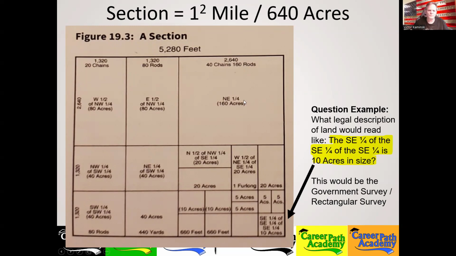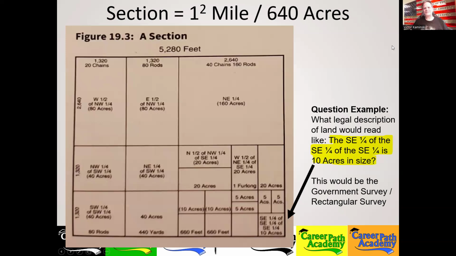And now you just put it into 4 big quarters, right? So this is the southeast quarter. And now if you were to put a line going across that, and you slice it into 4 more sections, this is the southeast quarter of the southeast quarter. And now if you break that into 4 quarters, this would be the southeast quarter of the southeast quarter of the southeast quarter, which is 10 acres in size.